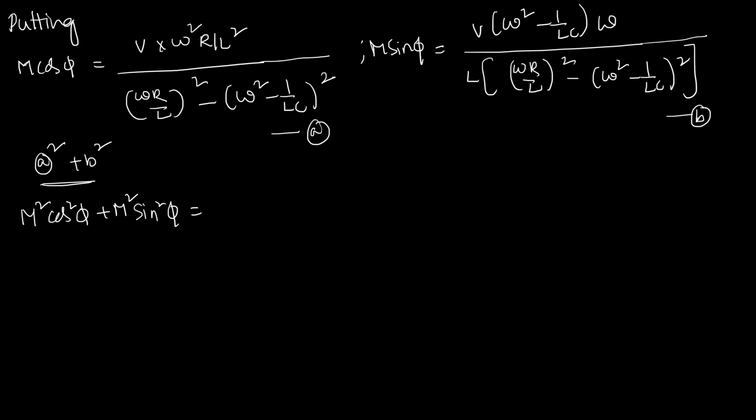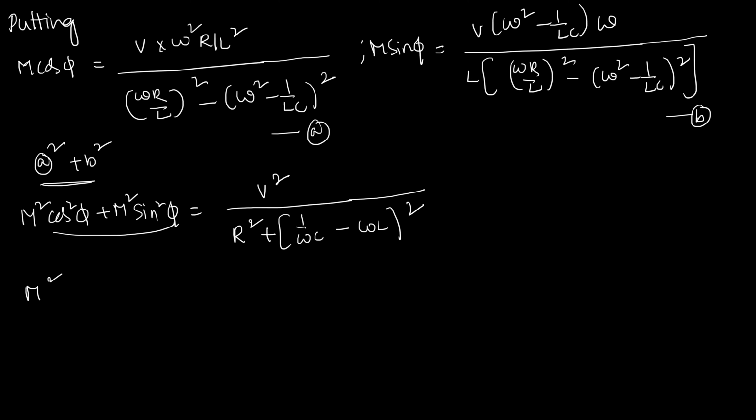Okay, so I'll be writing directly here. So there you get V square by, it's a simple calculation, R square plus (1 by omega C minus omega L) square. Okay, so this is all. Can we take M square out? So M square, what is cos square phi plus sin square phi? Nothing but 1. So there you get M square as V square by R square plus (1 by omega C minus omega L) square.